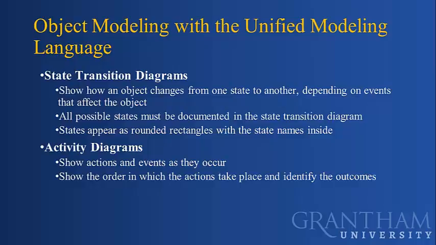Object modeling with the Unified Modeling Language continues. State transition diagrams show how an object changes from one state to another, depending on events that affect the object. All possible states must be documented in the state transition diagram. States appear as rounded rectangles with the state names inside. Activity diagrams show actions and events as they occur, show the order in which the actions take place, and identify outcomes.